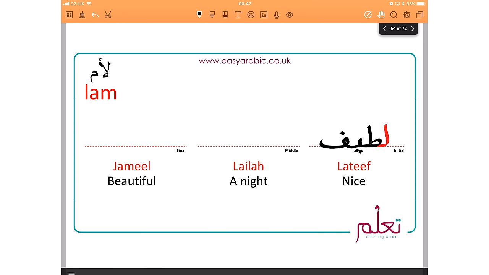Latif. Next one is Layla, which is night. Layla is also a name. So lam, then ya, then a lam, then a ta marbuta at the end because it is a feminine name, Layla.